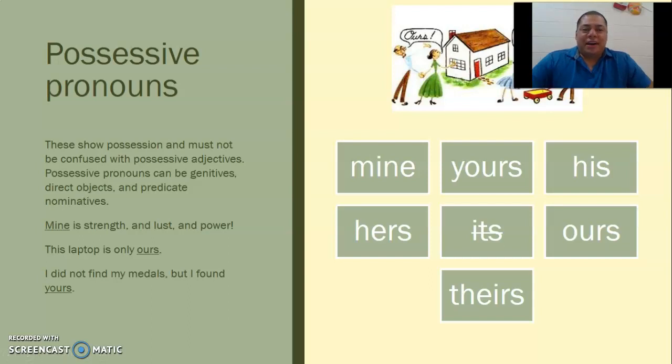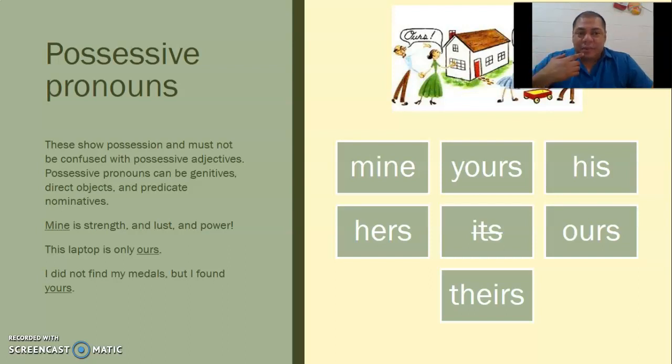Now, what are the functions of these possessive pronouns in the sentence? Mine is strength and lust and power. In that case, that is a subject. This laptop is only yours. In that case, yours is a predicate nominative. This laptop is only ours, sorry. This laptop is only our laptop. Yes? This laptop is what? Only our laptop. Predicate nominative.